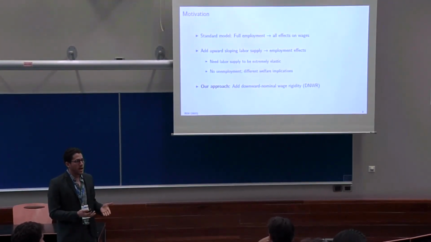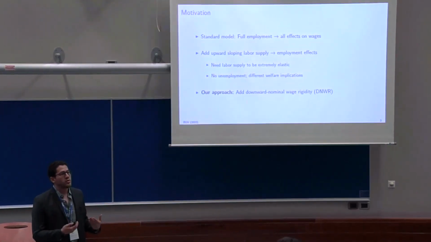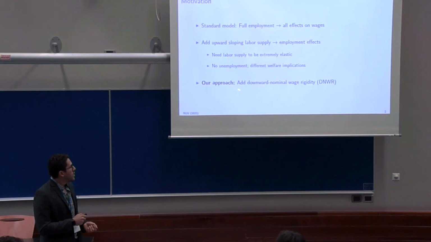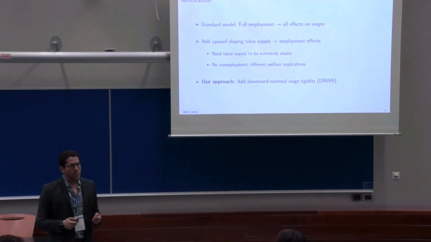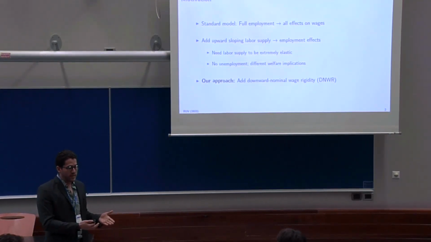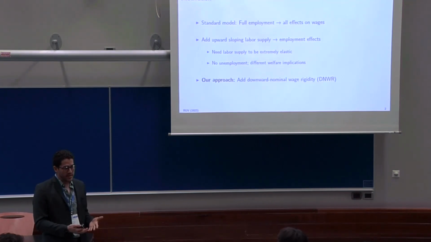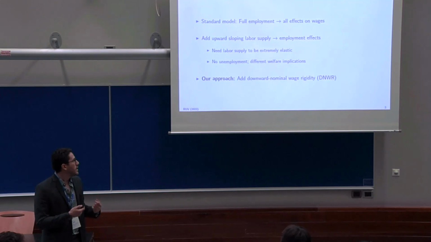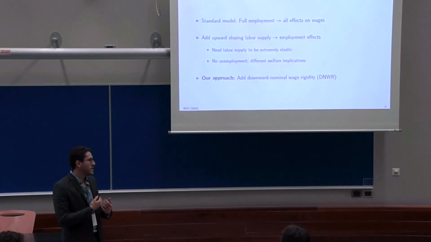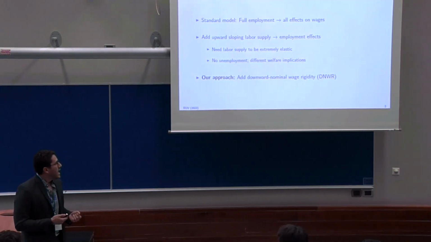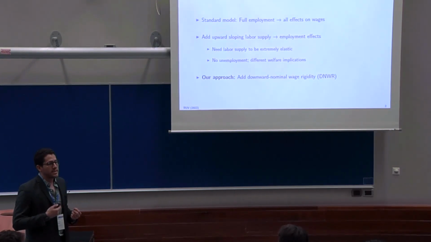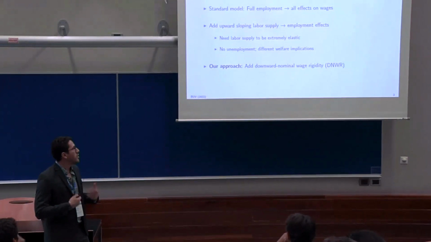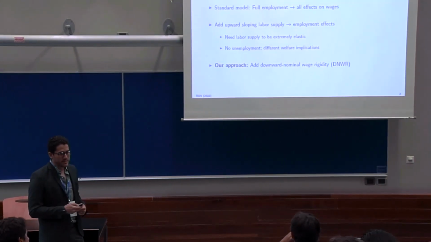We're going to add upward sloping labor supply, but we're also going to add nominal frictions in the form of a downward nominal wage rigidity. And this will allow the model to match the participation effects in ADH, but also the unemployment effects in ADH, while having a reasonable elasticity of substitution or labor elasticity, and preserving the exact algebra and tractability of the standard quantitative trade model, and we're also going to be able to do welfare analysis.